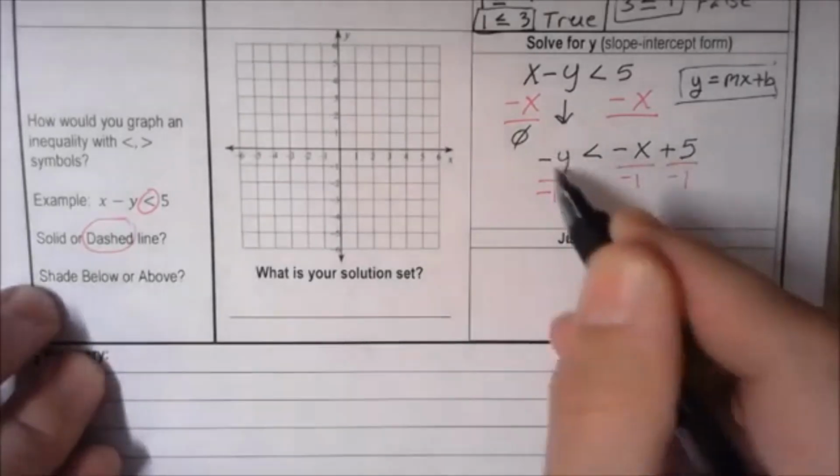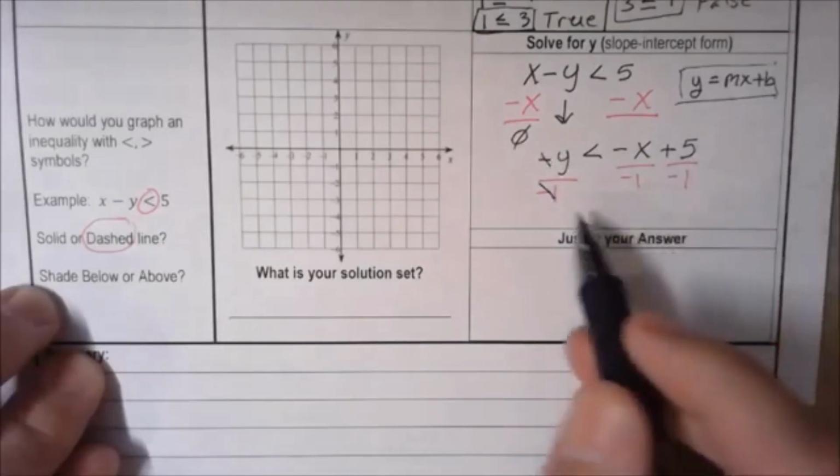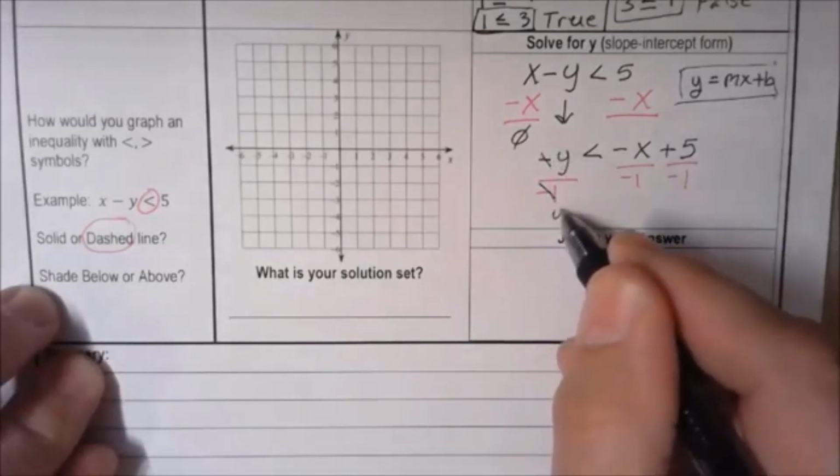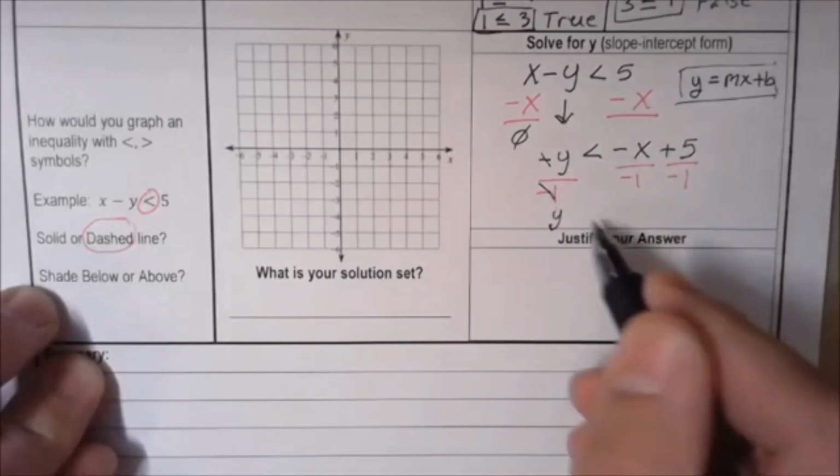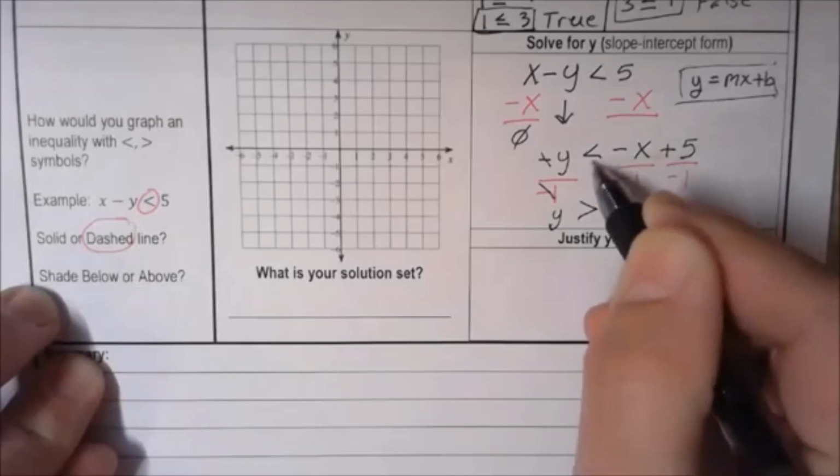So negative 1 can go into negative 1 one time. And remember, a negative divided by a negative is a positive. Now since we are dividing by a negative number, we have to flip our sign. So the inequality symbol gets flipped.